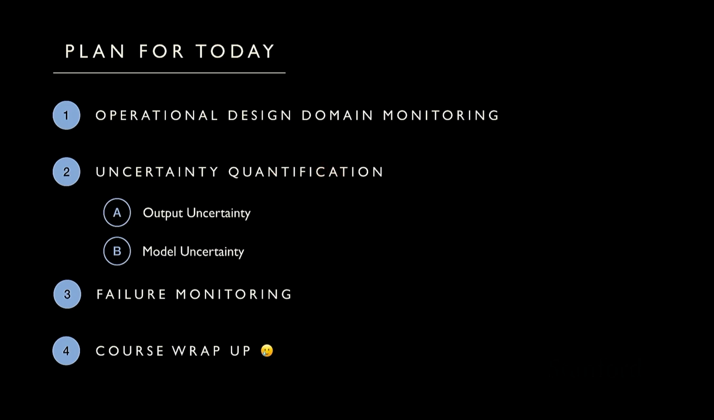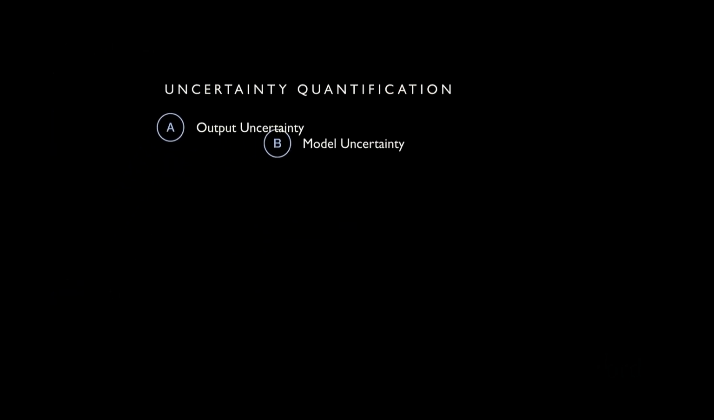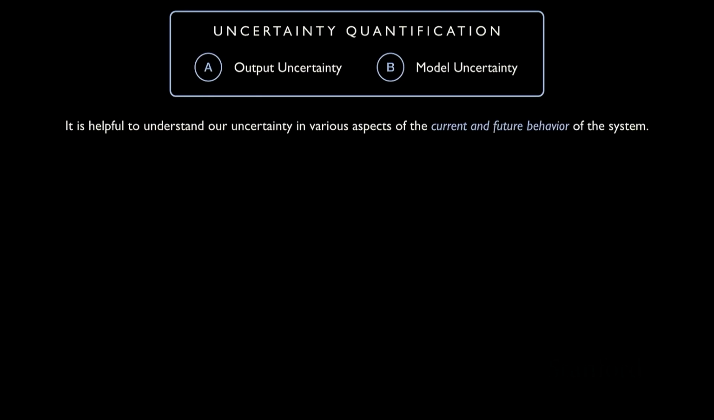Now we're going to talk about something called uncertainty quantification. The basic idea here is that it's helpful to understand our uncertainty in the various aspects of the current and future behavior of the system. Because if we're uncertain about what's happening right now or what's about to happen, we might want to flag that situation and, again, transfer control back to a human or enter some sort of safe mode.